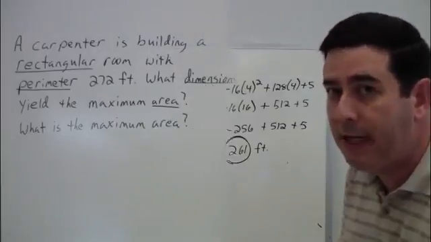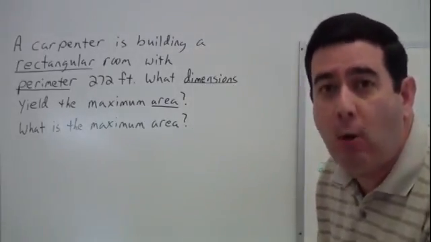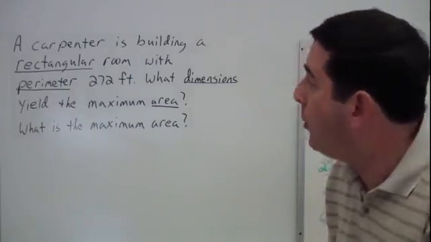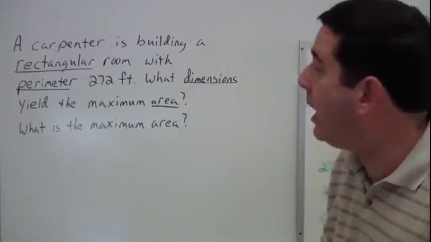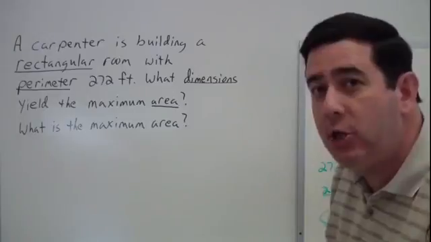3.1 is a little bit more challenging because it doesn't begin with an equation. We're going to have to generate our own equation. For this word problem, a carpenter is building a rectangular room that has a perimeter of 272 feet.